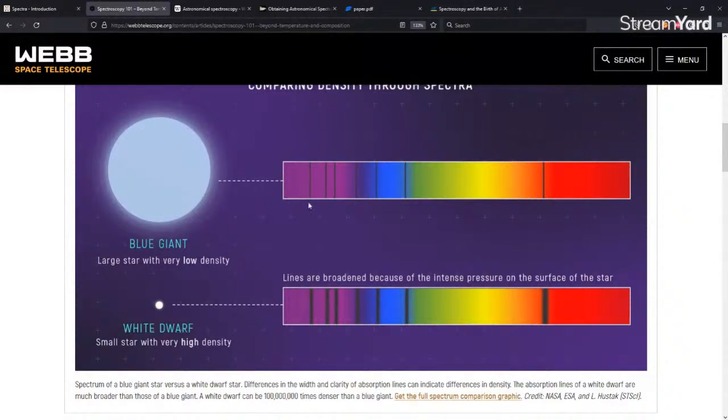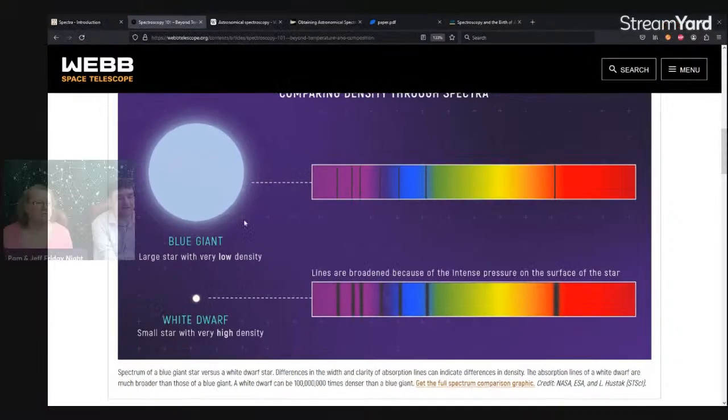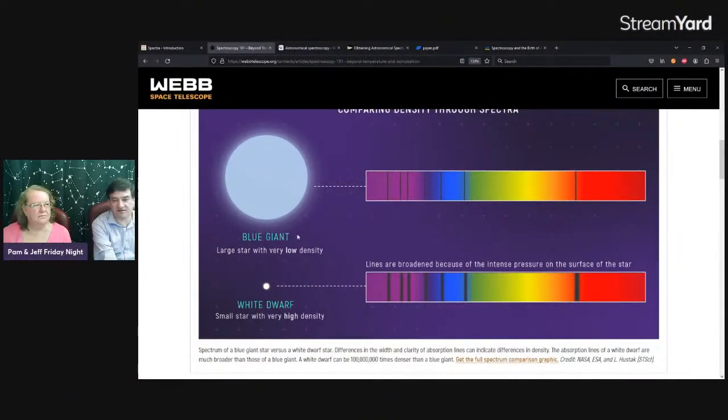Also some of the lines are moved relative to the others just because those energy states are slightly different. So if it looks fuzzy, it's highly dense, and they used this to check the compositions of some things.